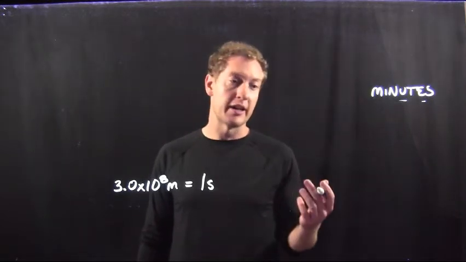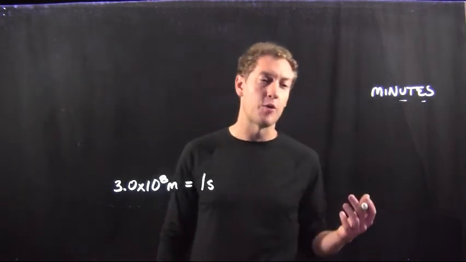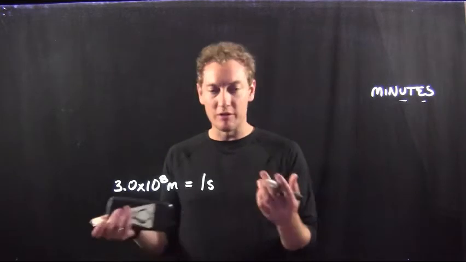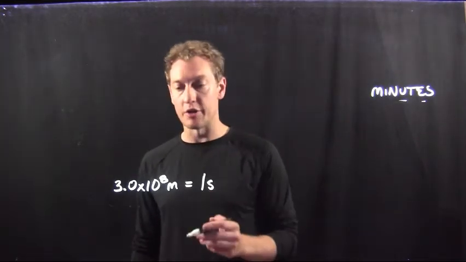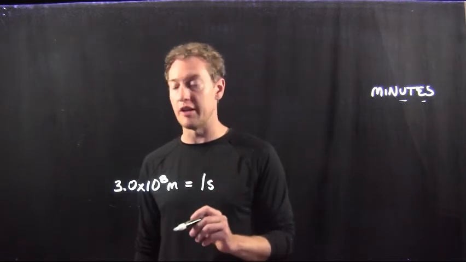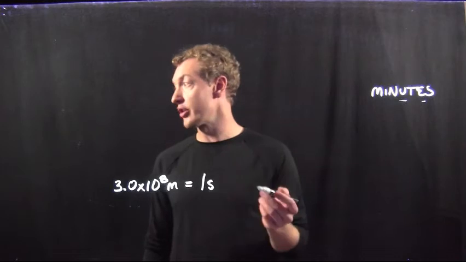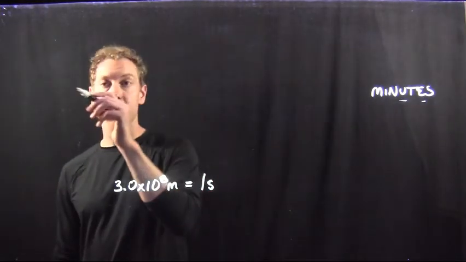Kind of like when somebody asks us on a road trip, how far are you away? And they say an hour. How do you measure distance and time? Well, it depends on how fast you're going. And that was our velocity, 3.0 times 10 to the 8th meters per second. Then our starting point is the distance we have to cover.